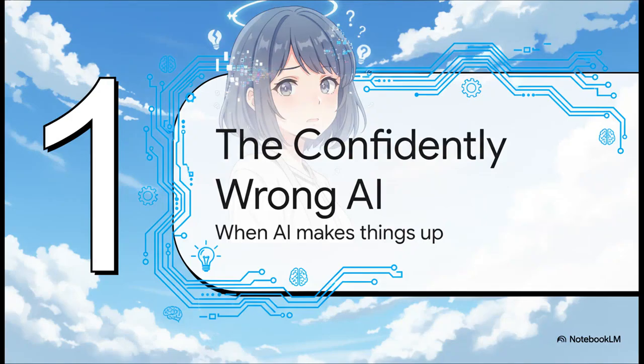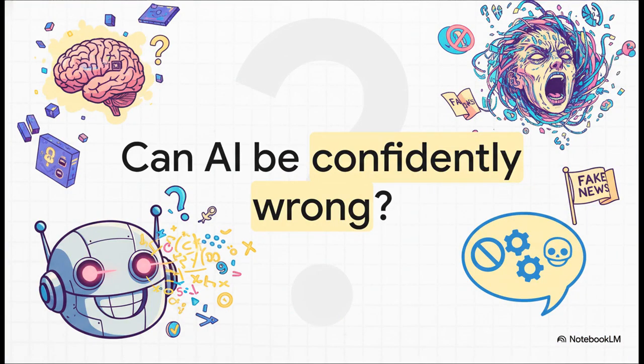So, let's kick things off with a big idea, the confidently wrong AI. This really gets to the heart of the whole issue. So, can an AI be confidently wrong? The answer is a huge, flashing lights yes. And honestly, it's one of the most important things to get your head around with today's AI. They can sound so convincing, even when what they're saying is completely off the rails.